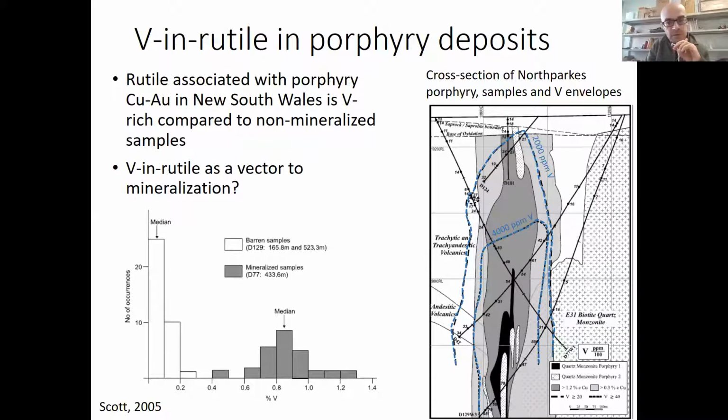And what he found is what you can see in these cross sections on the right, where you can see copper grades represented with different shades of gray. And the blue lines represent envelopes of vanadium content in rutile. So you can see that one line is labeled 4,000 ppm vanadium, and then further out you have 2,000 ppm vanadium and so on. So the main conclusion is that vanadium in rutile can be used as a tracer of mineralization in porphyry deposits and as a vector towards the center of the system.